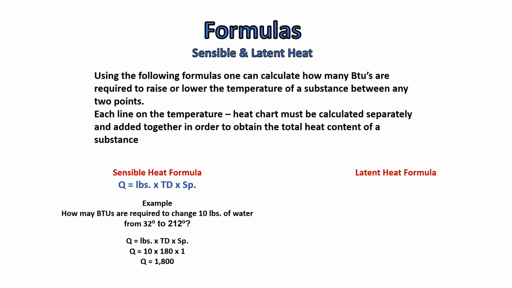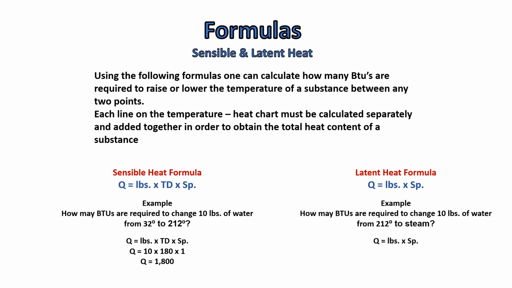The latent heat formula is BTUs equals pounds times latent heat. Let's look at an example. How many BTUs are required to change 10 pounds of water from 212 degrees to steam, which is also 212 degrees? Therefore, BTUs is equal to pounds times latent heat, or BTUs is equal to 10 times 970, which is the latent heat of vaporization, and therefore the BTUs is 9,700.